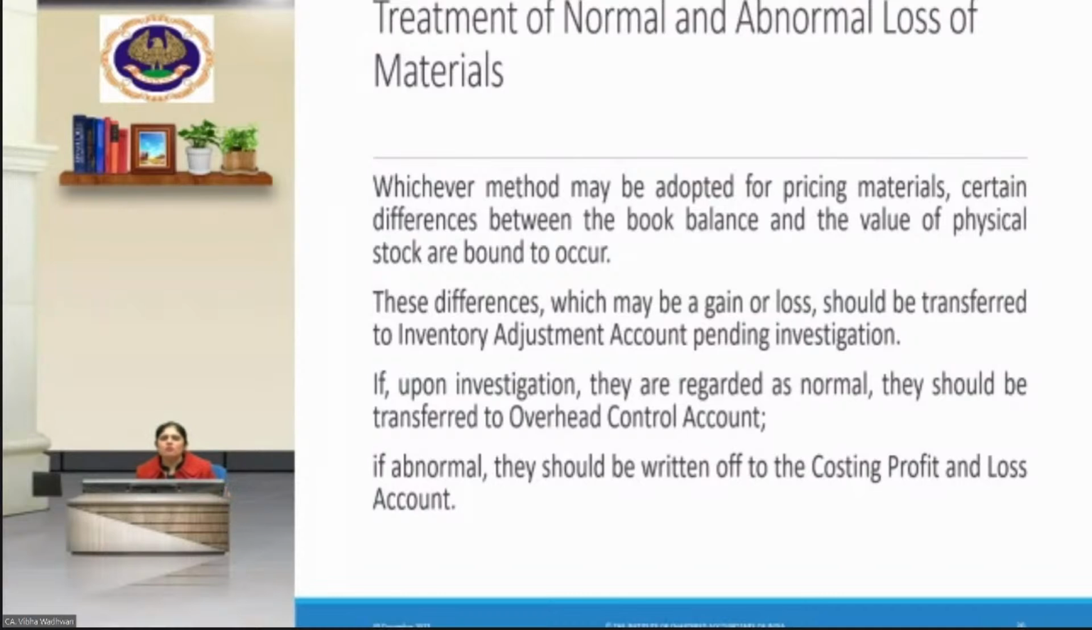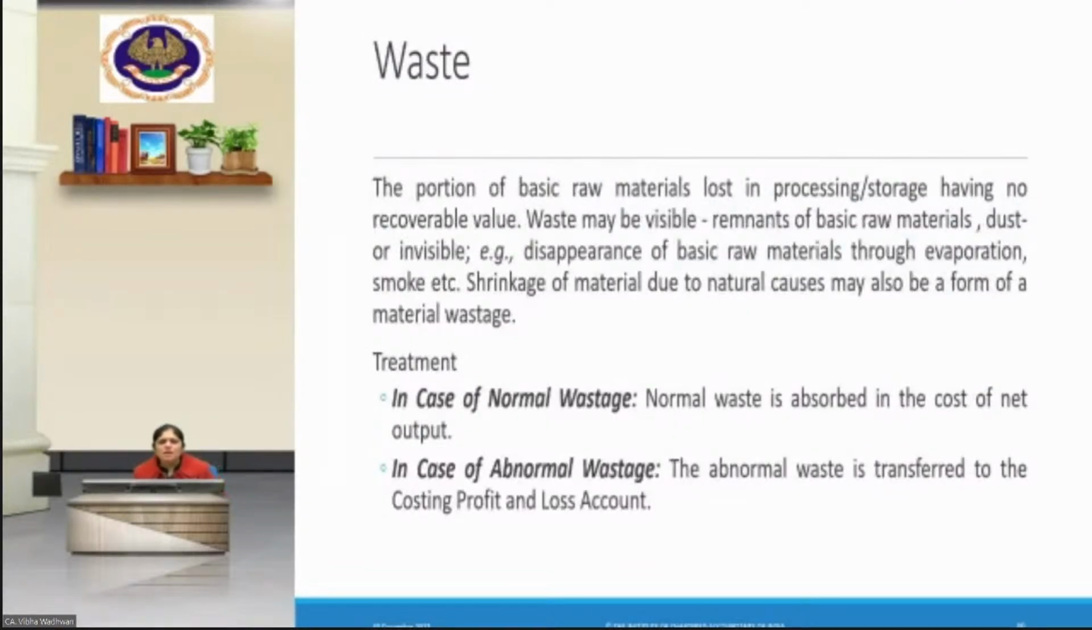Any normal loss means it has to happen. You cannot avoid it. So normal loss will be taken care of and absorbed by the good units, that means the leftover units. Abnormal loss, which should be avoidable, should not affect the cost of production, and it should be charged as an abnormal loss to the profit or loss account. Clear? So waste generally arises due to raw material in processing or storage.